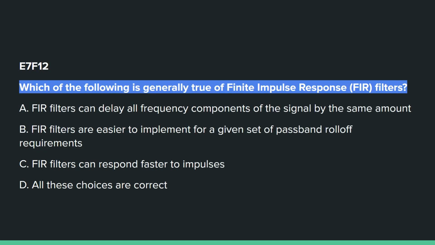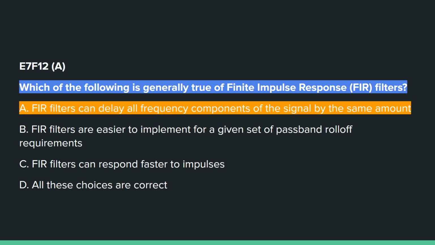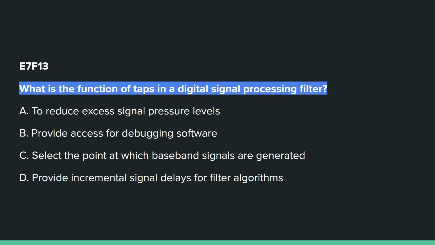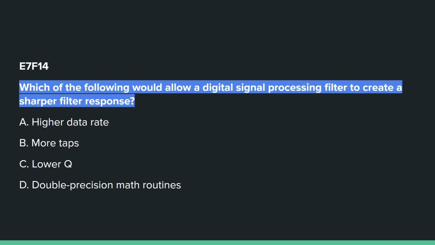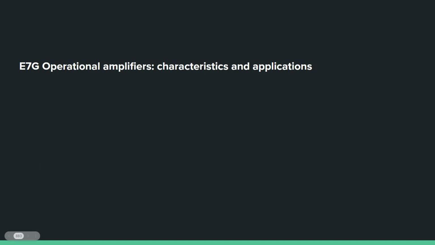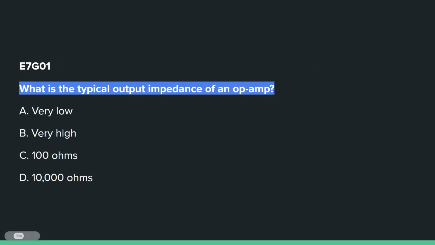E7F12, which of the following is generally true of finite impulse response filters? FIR filters can delay all frequency components of the signal by the same amount. E7F13, what is the function of taps in a digital signal processing filter? D. To provide incremental signal delays for filter algorithms. E7F14, which of the following would allow a digital signal processing filter to create a sharper filter response? B. More taps. E7G, operational amplifiers, characteristics and applications.